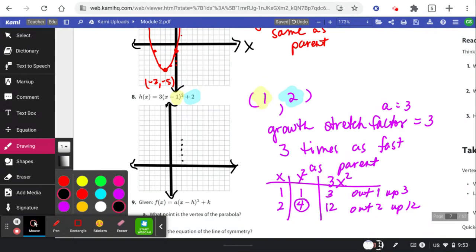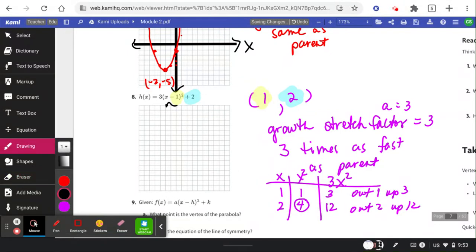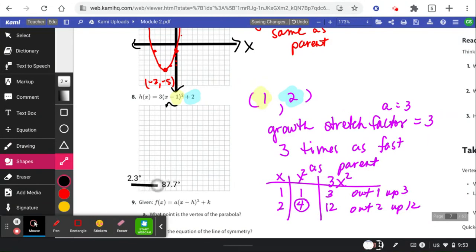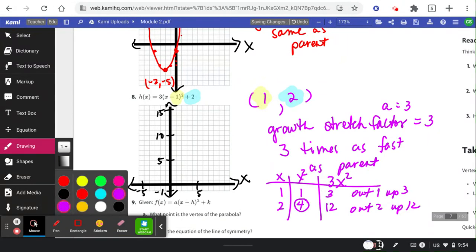1, 2, 3, 4, 5, 6, 7, 8, 9, 10, 11, 12. Nope, I still didn't make it high enough because we got to start out at 1, 2. All right, counting by fives up the axis. Okay, this time we should be able to fit it all on there.